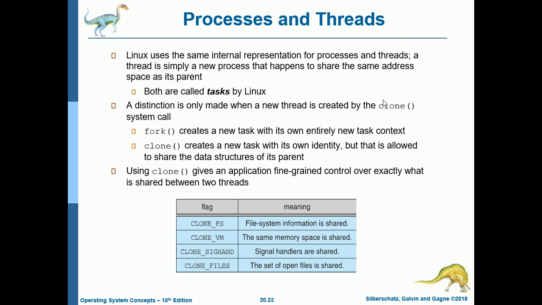Fork creates a new task with its own entirely new task context. Then clone creates a new task with its own identity, but that is allowed to share the data structures of its parent. Using clone gives an application fine-grained control over exactly what is shared between two threads. We have an example here for flags. CLONE_FS, the file system information is shared. CLONE_VM, the same memory space is shared. CLONE_SIGHAND, signal handlers are shared. And CLONE_FILES, the set of open files is shared.